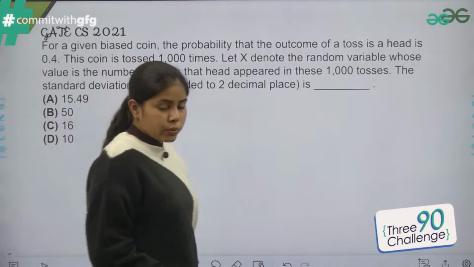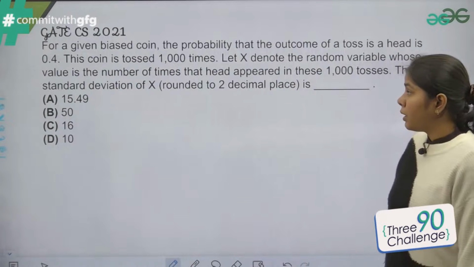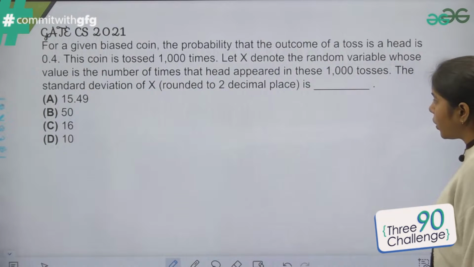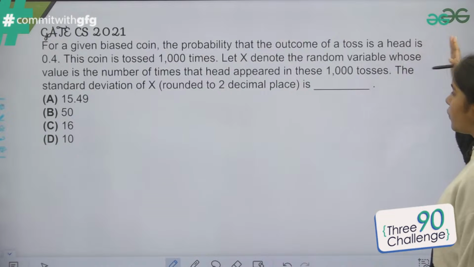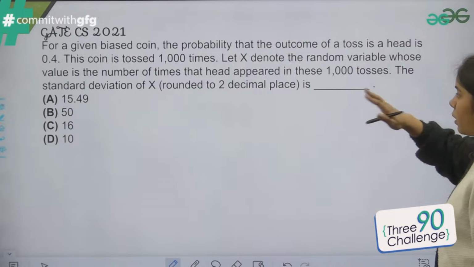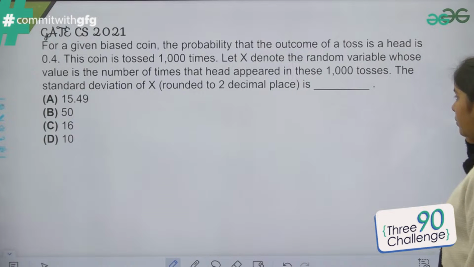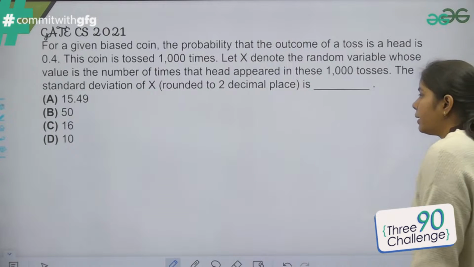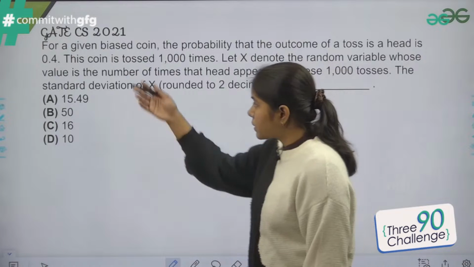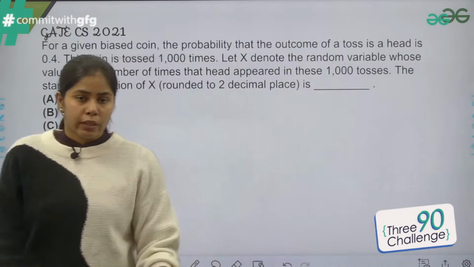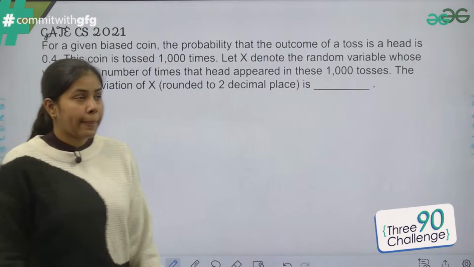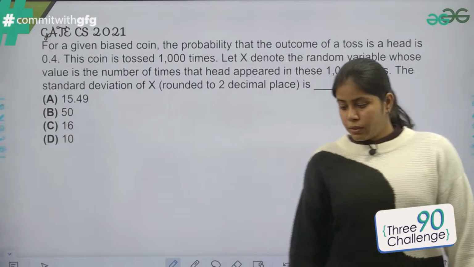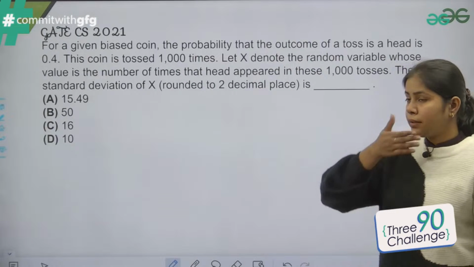Chaliye, this is the next question from probability again. The question says that for a given biased coin, the probability that the outcome of a toss is head is 0.4. The coin is tossed 1000 times. X denotes the random variable whose value is the number of times head appears in these 1000 tosses. Then the standard deviation of X is. And this is a question from GATE CS 2021. So tell me guys, what would be the answer here?